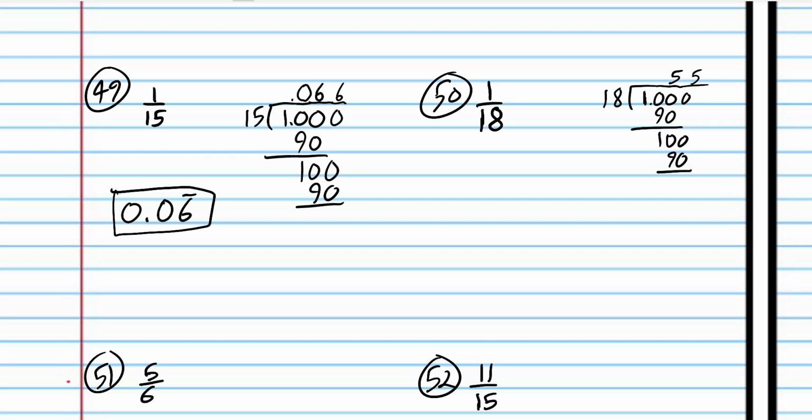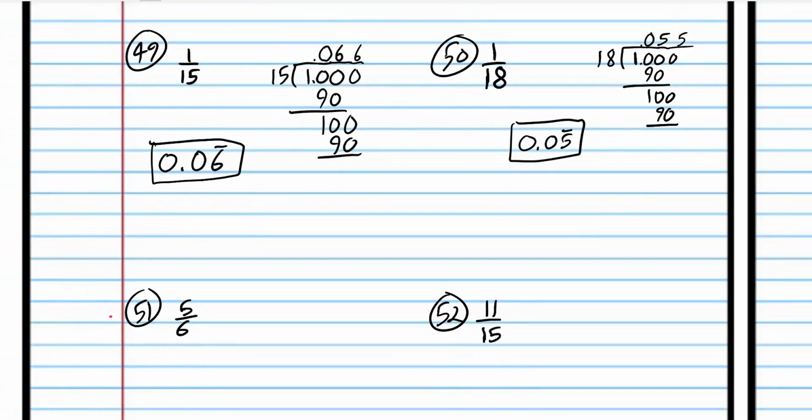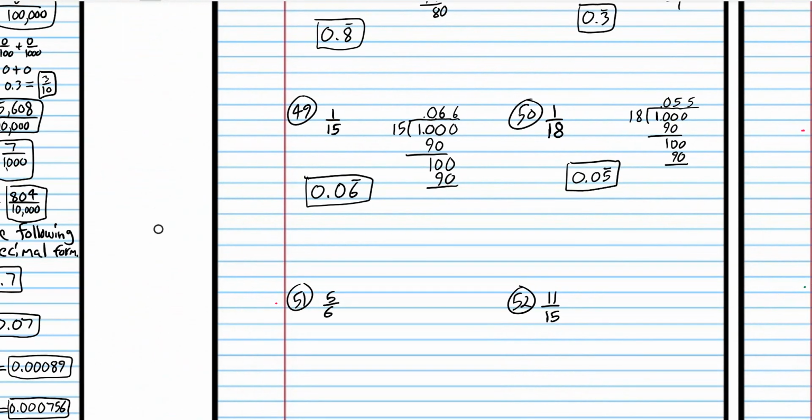But the difference is when you bring up the decimal, there's this space here. So we have to put a placeholder as 0. 0.055. Actually, the 5 just keeps repeating, so we put the bar over the 5. All right, so no big deal. Those are called repeating decimals.